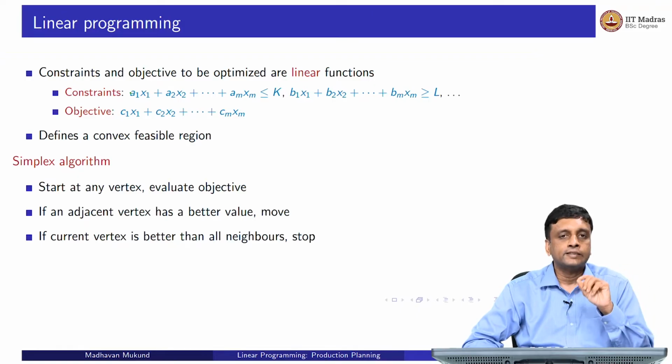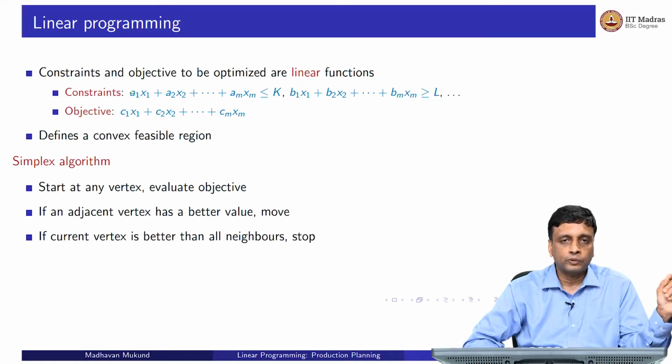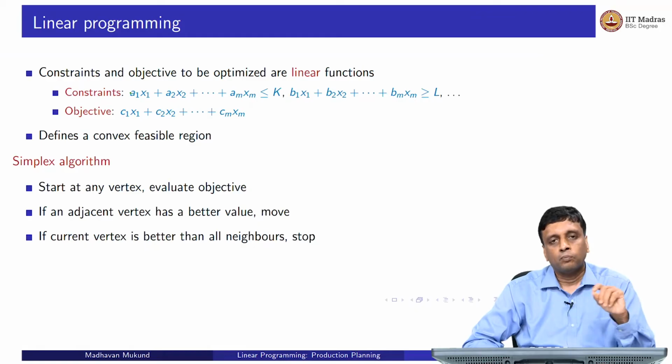So, simplex will start at some vertex, evaluate the objective, and if it can find a neighboring vertex which has got a better value of the objective, it will move to that one. So, it is like a search problem along this boundary of this feasible region. So, you start somewhere at one of the corners, look at your neighboring corners. If you can improve, you go. If you cannot improve, you stop. So, in that sense it is a greedy algorithm.